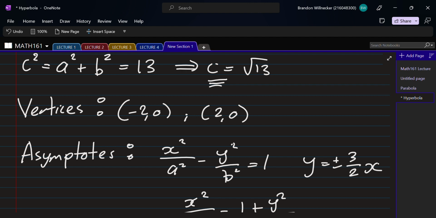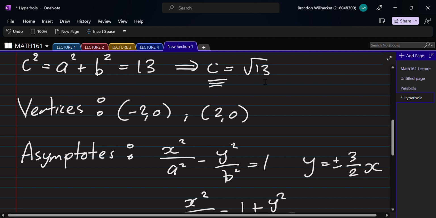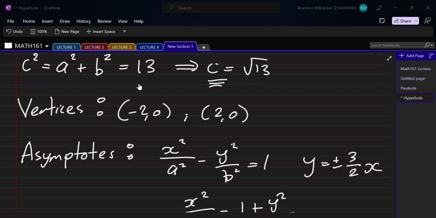So let's have a look at Desmos to see what this all looks like. We go back here, let's get rid of our parabola. So we have x squared over 4 minus y squared over 9 is equal to 1. So we get our hyperbola. We see it's horizontally oriented. So we've got the right-hand side pointing to the right, and then on the left we have that pointing to the left. If we were to swap this around, which I encourage you to do to see what happens, we would end up with something vertically oriented.